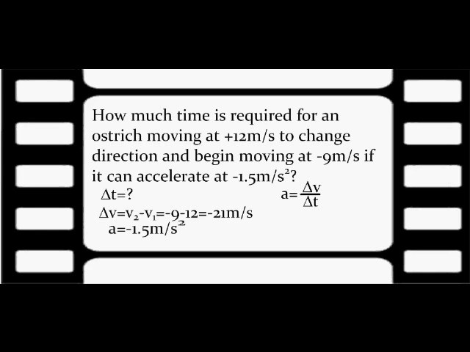Rearranging our acceleration formula, we're going to multiply both sides by delta t, and then divide by acceleration to get delta t is equal to delta v over a. Pause and find the answer. Welcome back. You should have found that the answer is 14 seconds. If you didn't, check your figures, redo your ciphering, and try again.